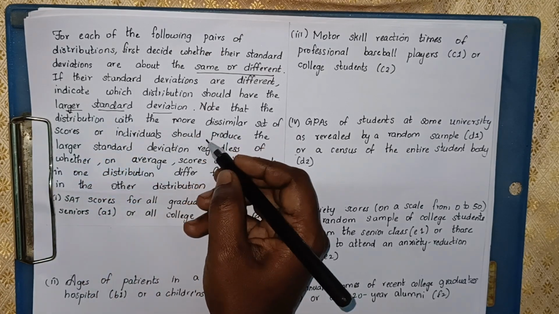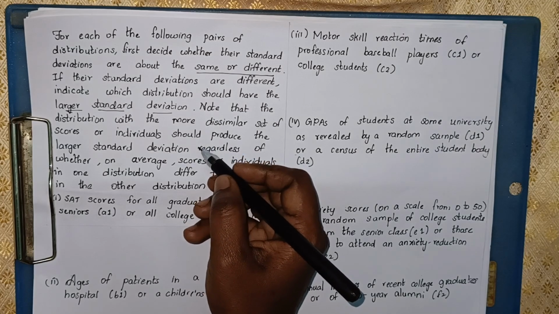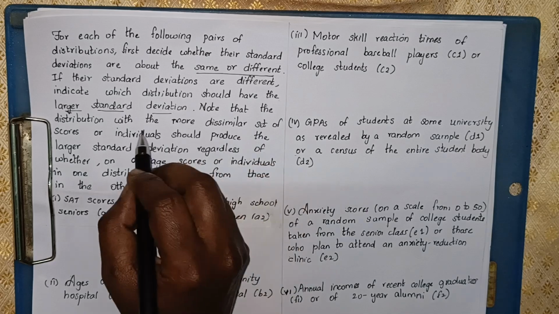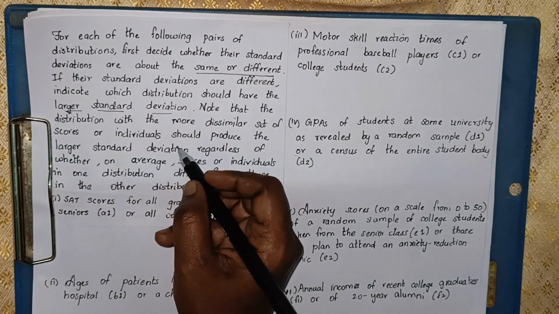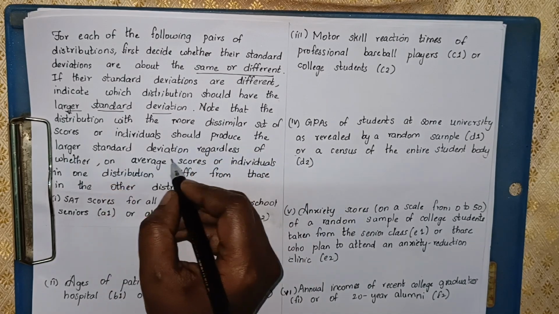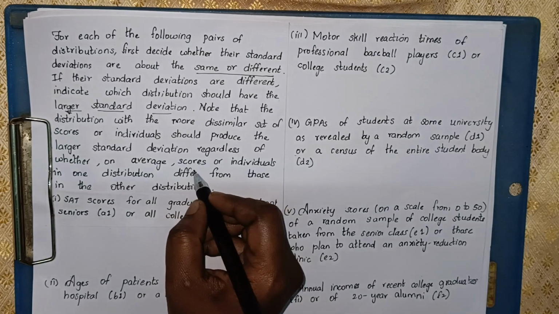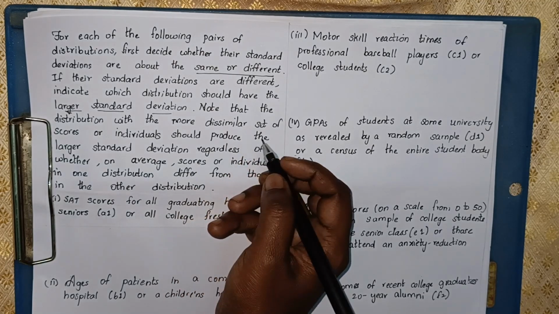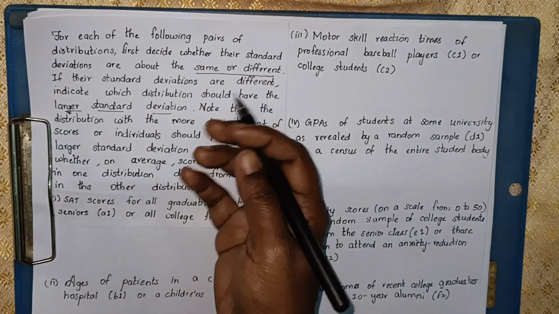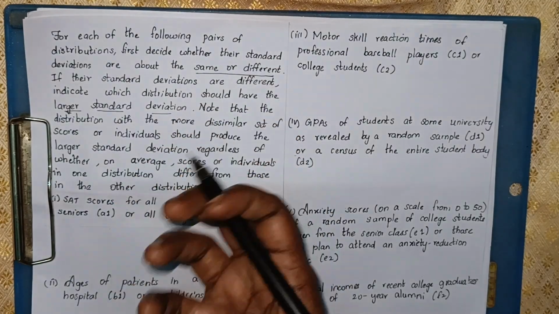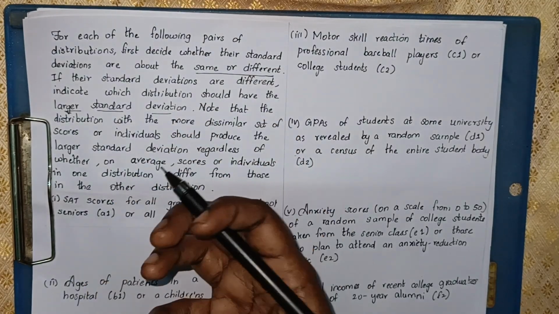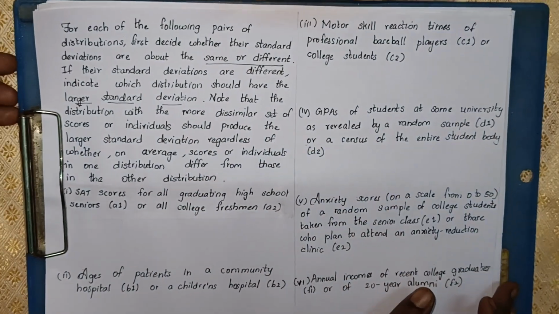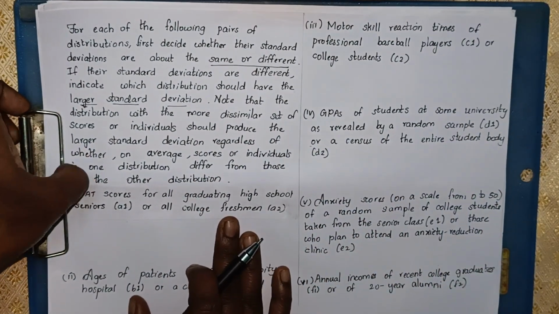And here again they are giving how to find the larger standard deviation. The distribution with the more dissimilar set of scores or individuals will have the larger standard deviation. You should not compare the scores or the average. We are not going to find the average, we are just going to find the dissimilarity, that is the difference in the score levels. Whichever has more difference will have the larger standard deviation. So the first situation we will analyze.